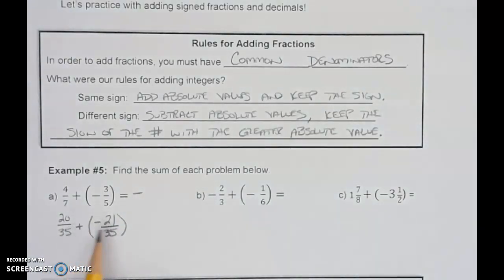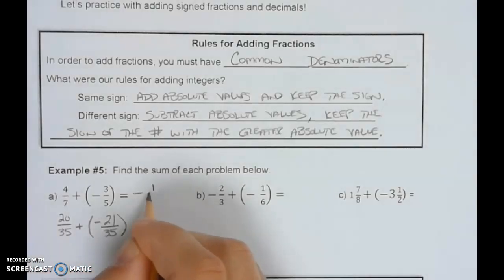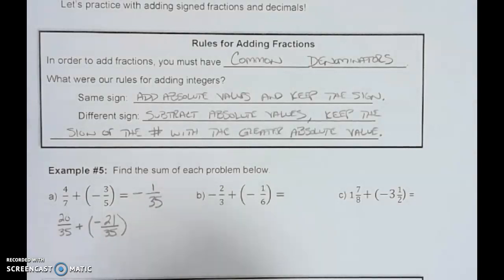And now since they're different signs, I'm going to subtract the absolute values. Okay, well, 21/35ths minus 20/35ths is equal to 1/35th. And so I know my answer is going to be negative 1/35th.